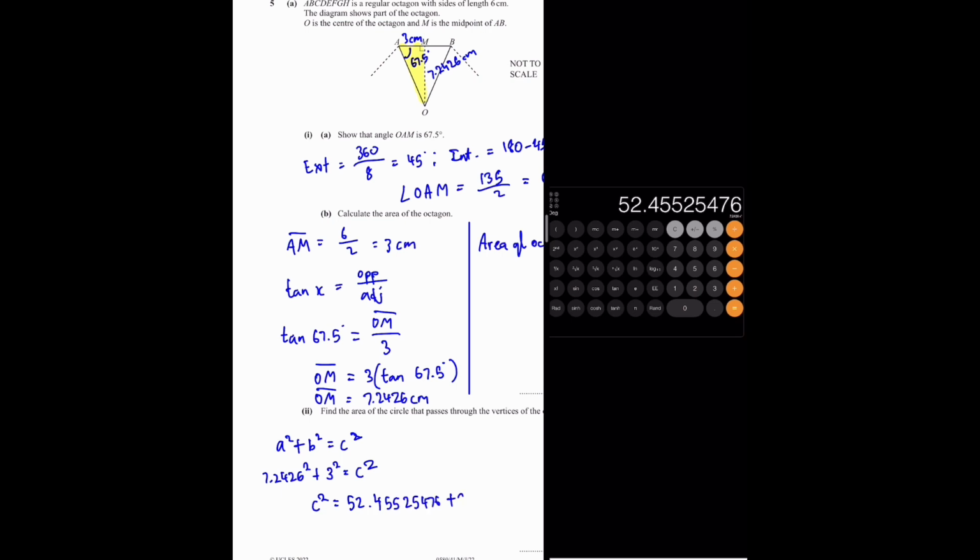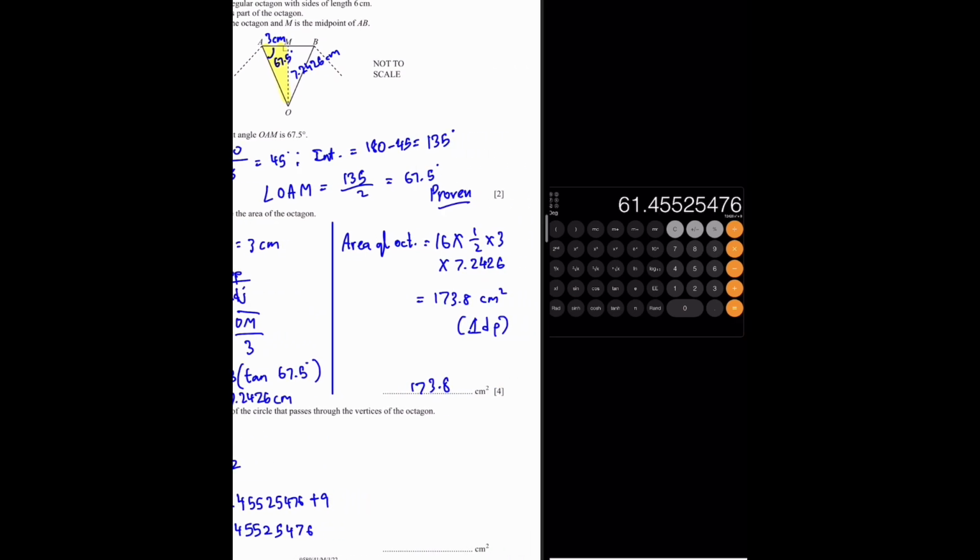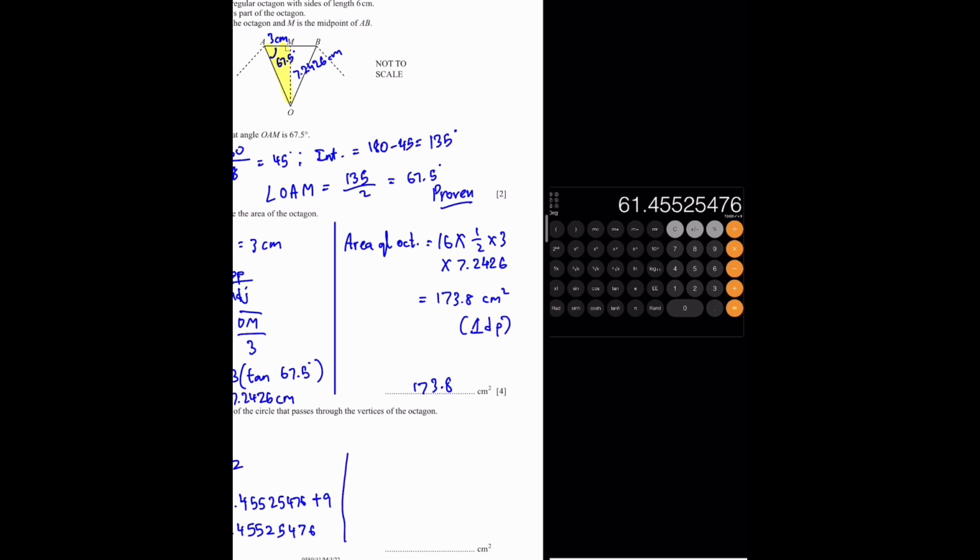52.45525476. Add 9. So we leave it as c squared. I'll tell you why in a few moments. It'll be 61.45525476, because when we add 9 to this, we get this value here. So now let's go ahead and find the area of the circle.